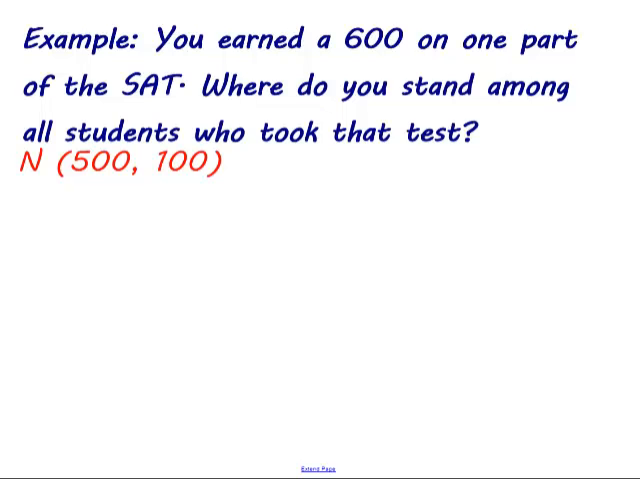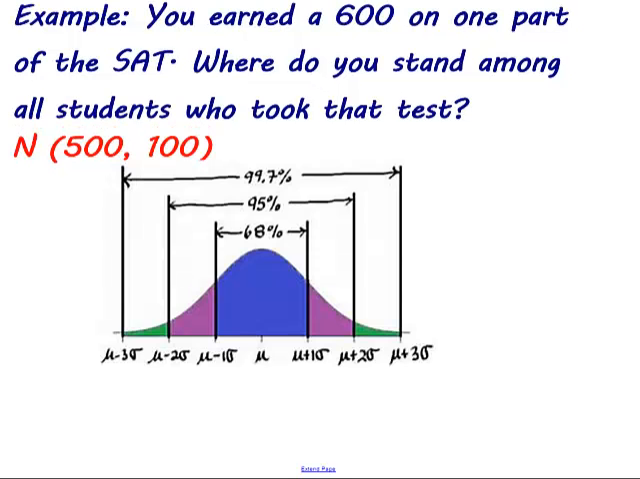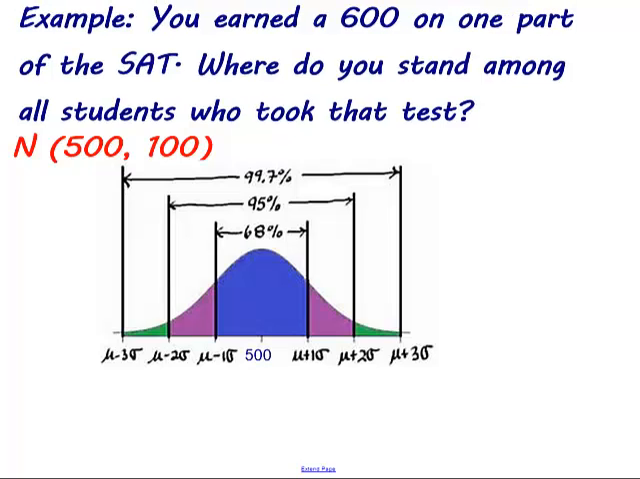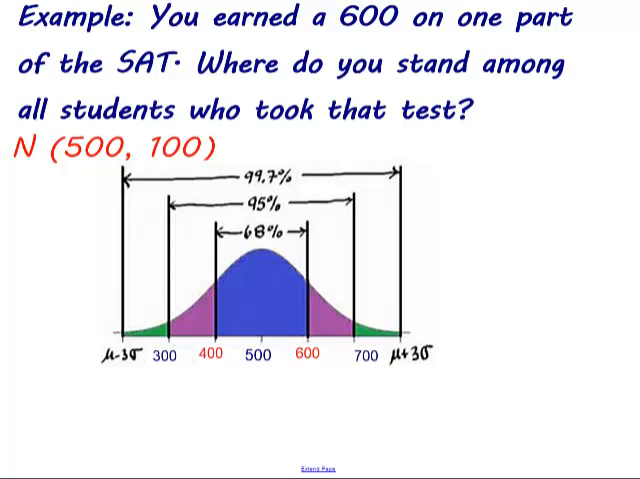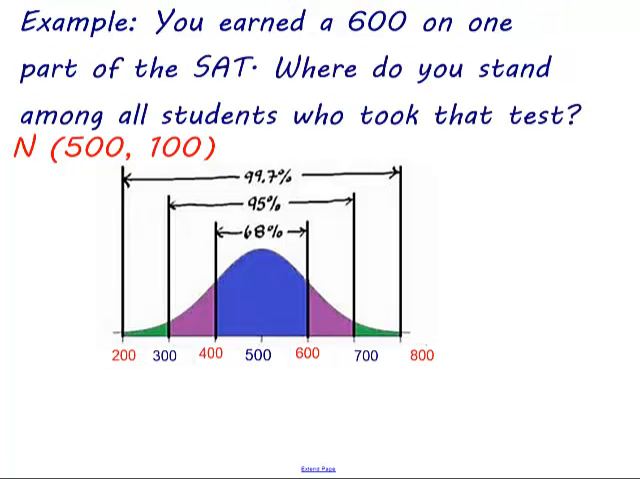So the first thing I want to do is draw my bell-shaped curve with the 68, 95, 99.7% rule. So our mean was 500, so I will change the mean to 500. Then our standard deviation is 100, so I will add 100 to 500 and subtract 100 from 500 to get 400 and 600. Now I will go out two standard deviations in both directions, getting 300 and 700. And then I will go out three standard deviations in both directions, getting 200 and 800.